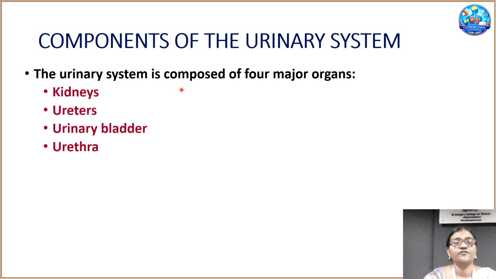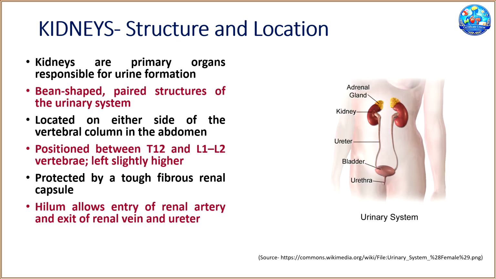We shall see the following organs associated with the urinary system: kidneys, ureters, urinary bladder, urethra. Kidneys are the primary organs responsible for the formation of urine. They are bean shaped, and we have a pair of them. These are located on either side of the vertebral column in the abdomen.